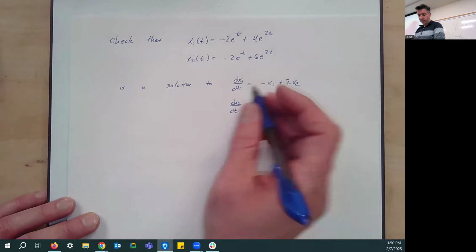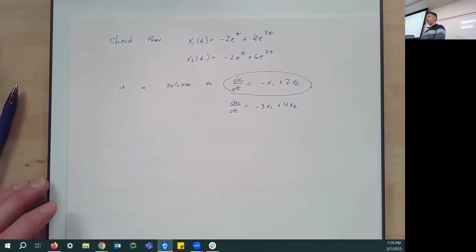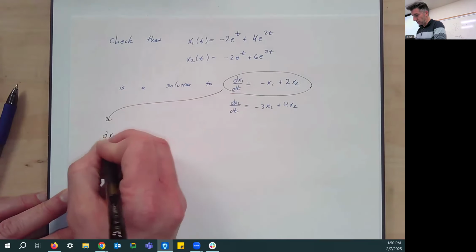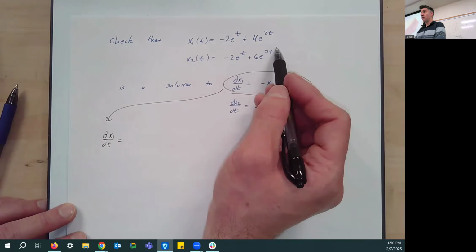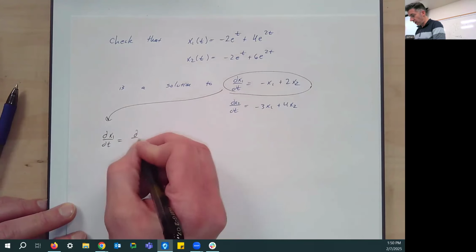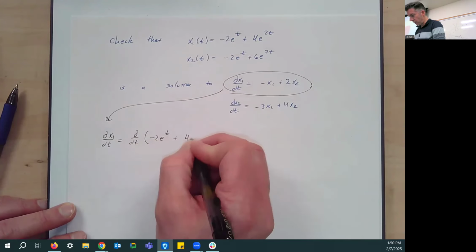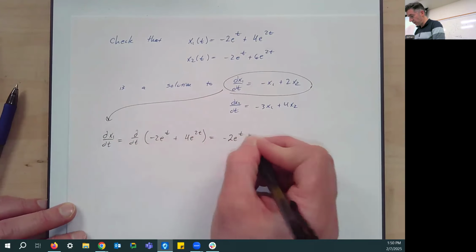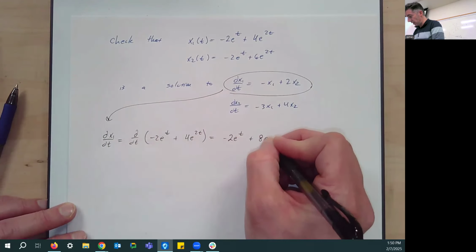So let's look at the first equation first. All we're going to do is calculate both sides of this equation. First we find dx1/dt, which is just the derivative of x1. That's the derivative of negative 2 e to the t plus 4 e to the 2t, which gives me negative 2 e to the t plus 4 e to the 2t times 2, which is 8 e to the 2t.